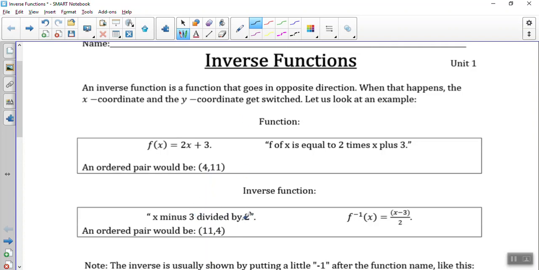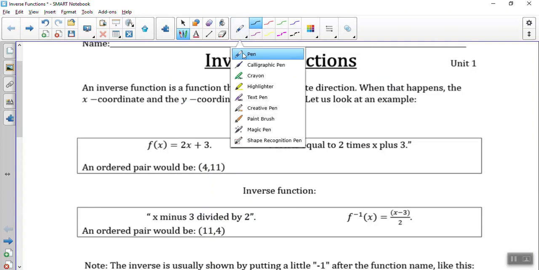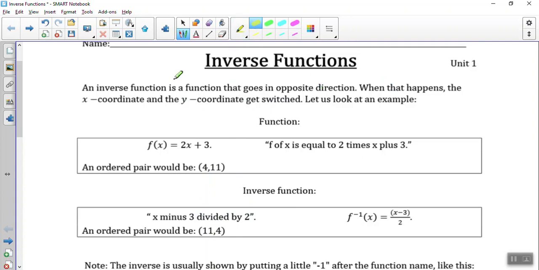Okay, so I'm going to look at this example in just a second, but I want to read the rest of this. It says when that happens, the x coordinate and the y coordinate get switched. Okay, so I'm going to highlight this because this is where it gets very important. The x and y coordinate get switched. So that's basically what an inverse function is.